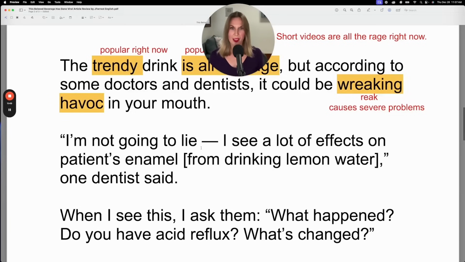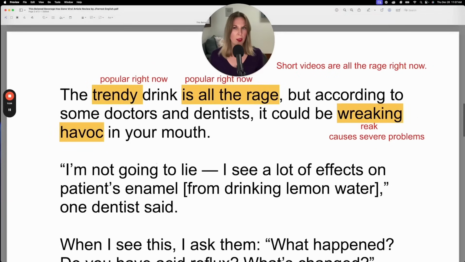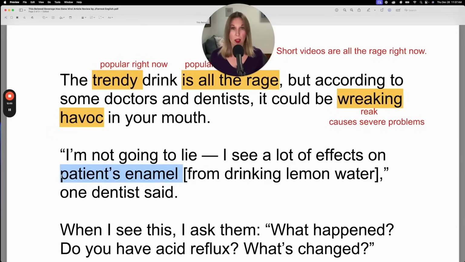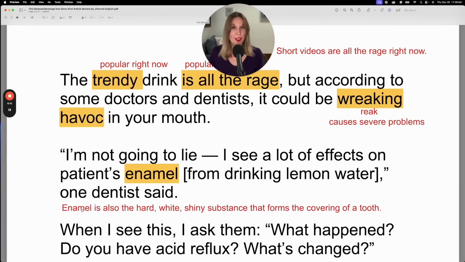I'm not going to lie. I see a lot of effects on patients' enamel. Okay, so notice how it said doctors and dentists. So right now, who do you think is talking? Well, a dentist, because enamel is on your teeth. It's what protects your teeth, I guess. I'm not a dentist. So Google tells me that enamel is the hard, white, shiny substance that forms the covering of a tooth. So it just covers your teeth. That's enamel. But it's important. It protects your teeth. I know my dentist always talks about enamel whenever I visit the dentist.